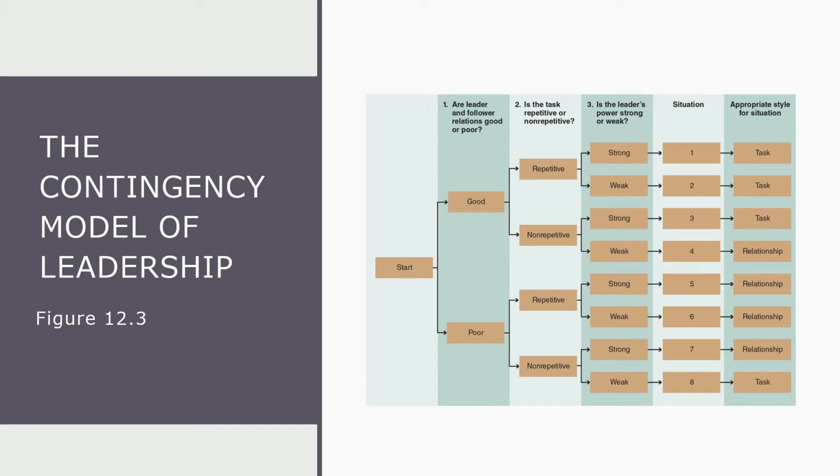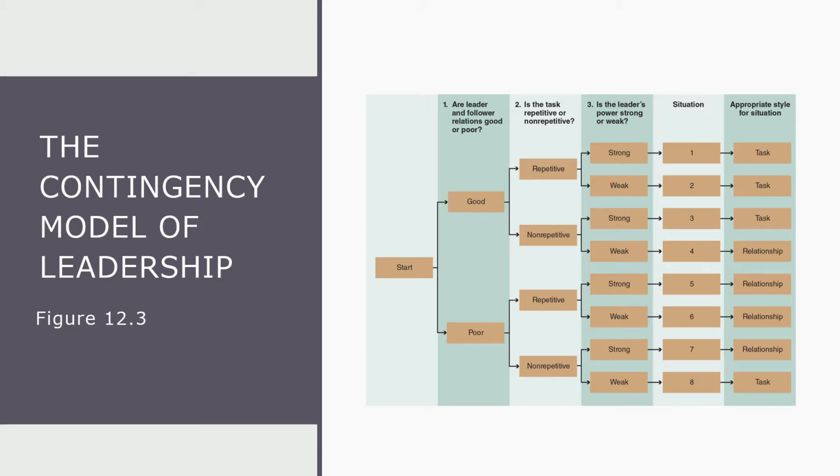To determine whether a task or relationship orientation is appropriate, use the Fiedler contingency model and answer 3 questions pertaining to situational favorableness, set up as a decision tree, like you see in figure 12.3. This is the adapted model. You answer question 1 and follow the decision tree to good or poor depending on your answer. After answering question 3, you end up in one of 8 possible situations.